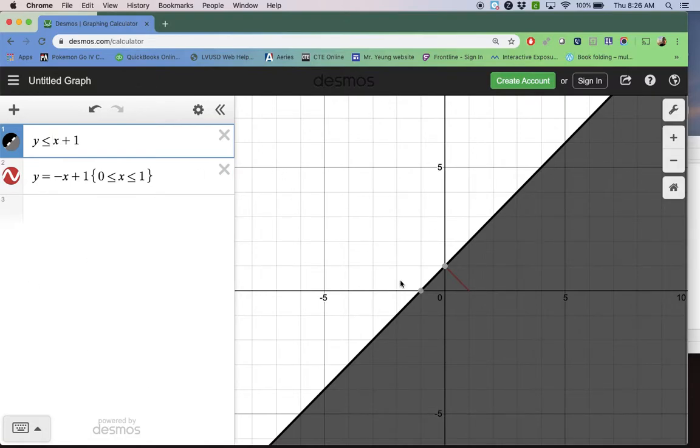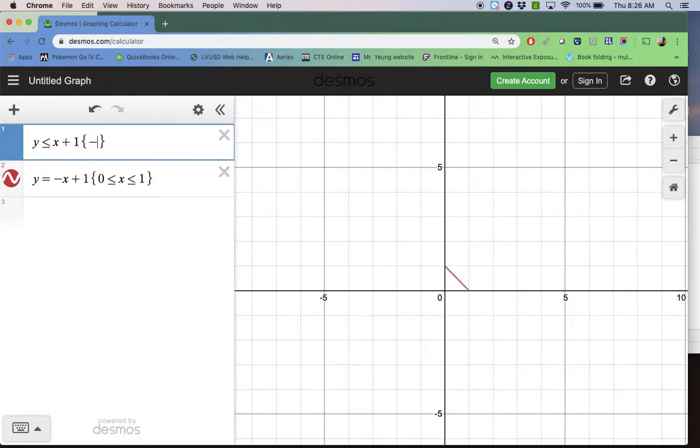So here's our graph. We're going to put the restrictions back. We're going to make it between -1 less than or equal to x less than or equal to, what did we say, 0? As you can see, we have a restriction right here. The line goes all the way down.